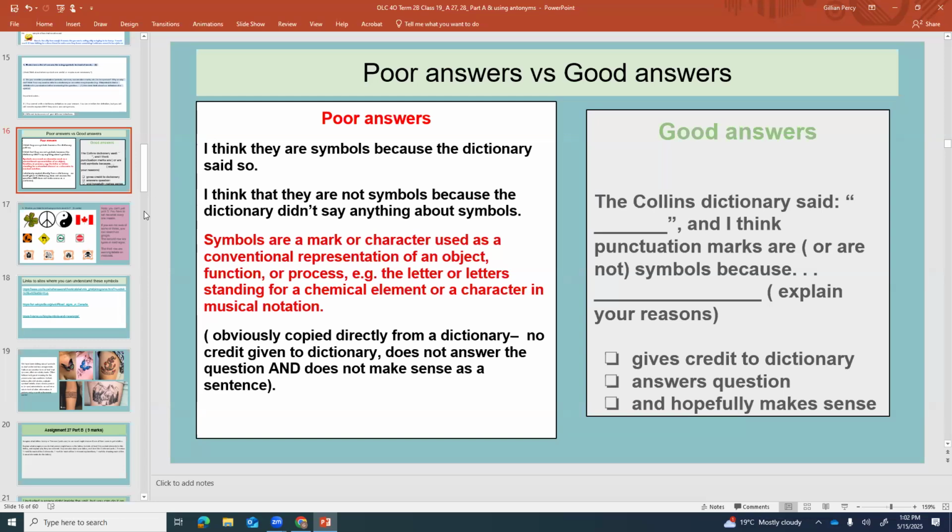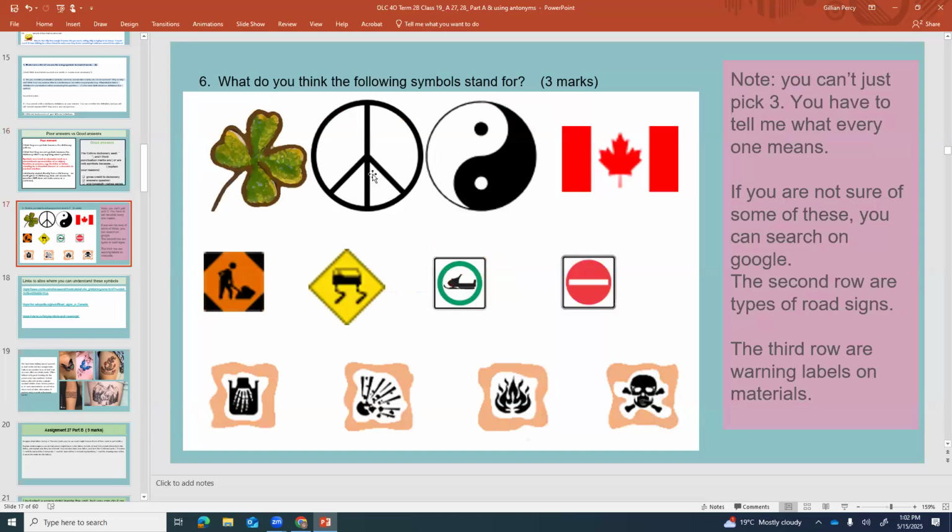Hopefully it all makes sense. Now, the last bit of this question is a whole bunch of different symbols. It's worth 3 marks. I know it's kind of a fragment, but most of these are probably pretty obvious. I occasionally get people who get mixed up and just pick the first 3. No, you've got to tell me for every single one of these. There's 12 of them. What does each one mean?